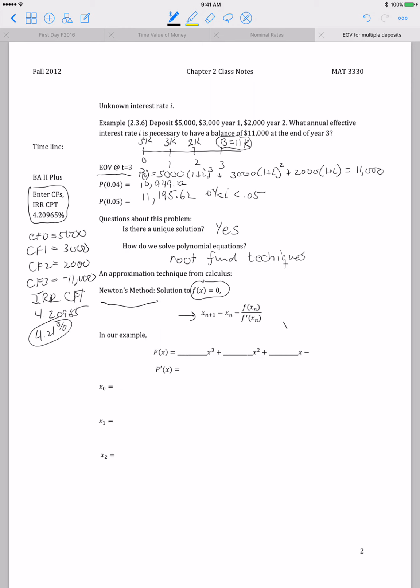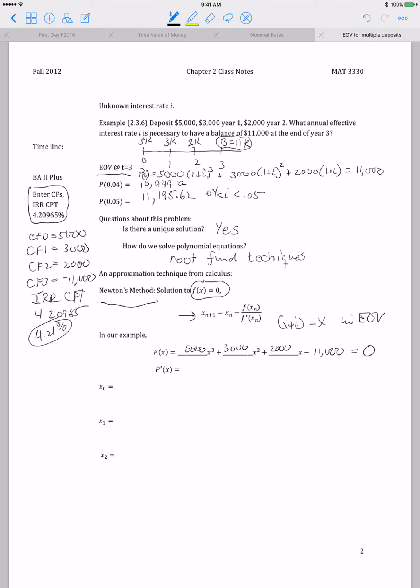We're going to let 1 plus I be equal to x in our equation of value. So I'm looking up at my equation of value at time 3. I have p of x is 5,000 x cubed plus 3,000 x squared plus 2,000 x, and I'm going to bring my 11,000 to the left side of the equation, and I get minus 11,000 equal to 0. So that's my polynomial equation.